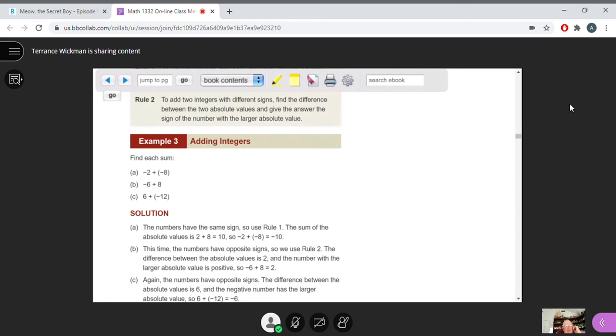B, you can rewrite it as 8 minus 6, which is 2. Same thing for 6. You have a minus sign here, so you have $6 in the bank. You spend 12, so you're minus 6.